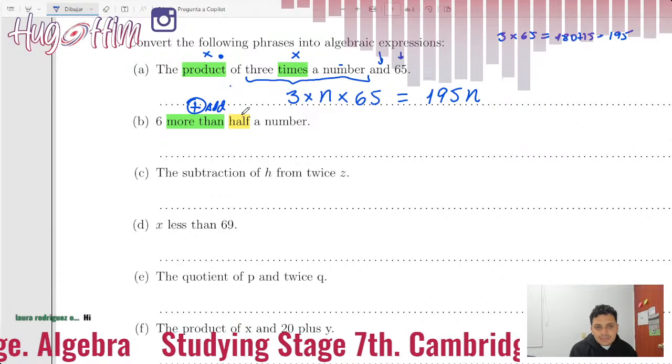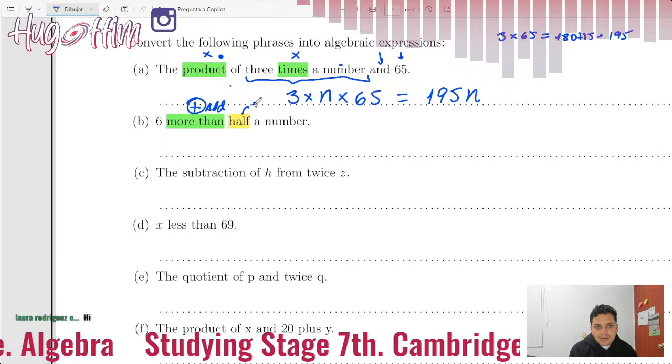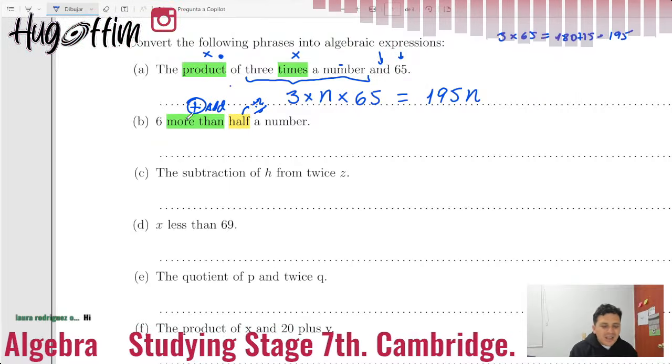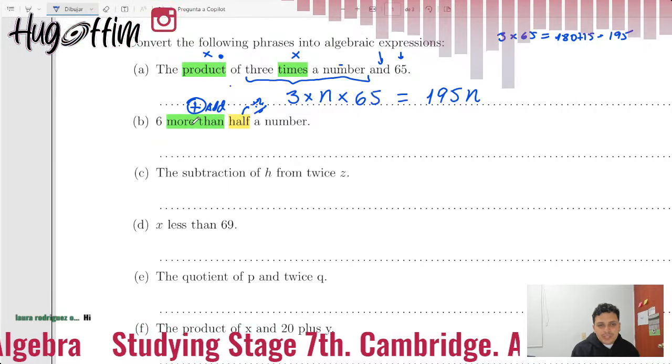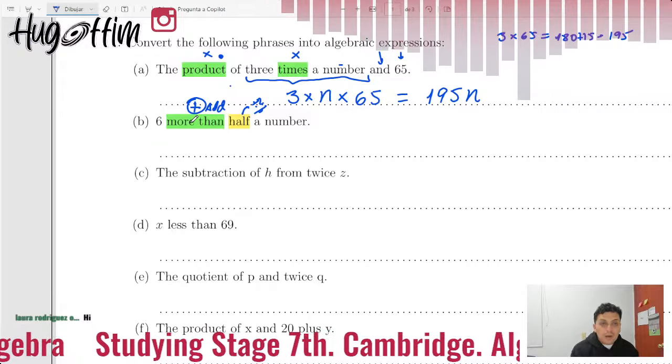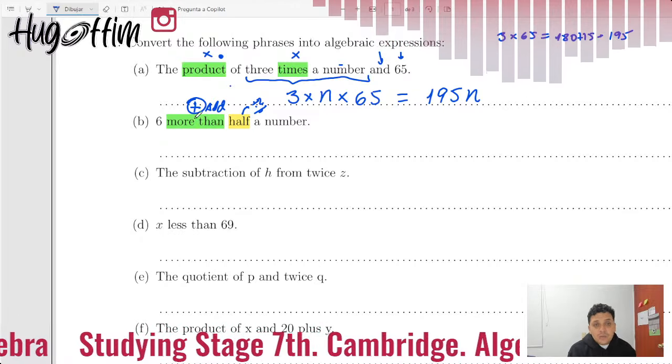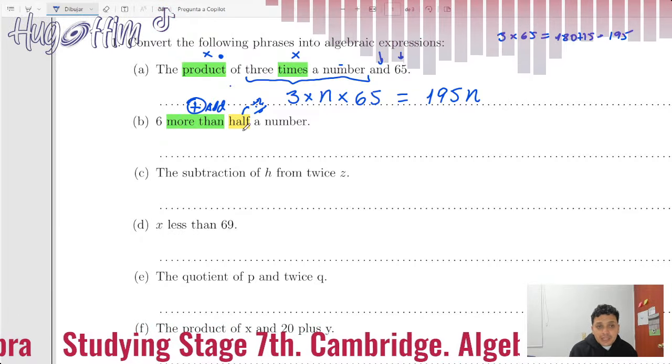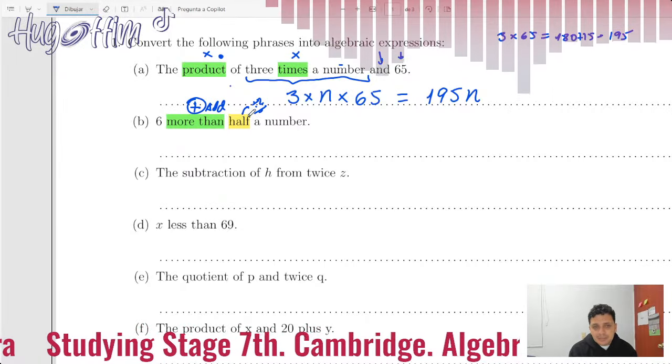Means addition. So here we have an addition. And half means divided by 2. So I need to divide something by 2. Every word that you read is going to tell you what operation is involved. So in this case, we have more than, addition, and half means divided by 2.